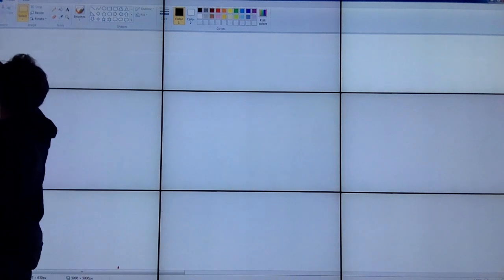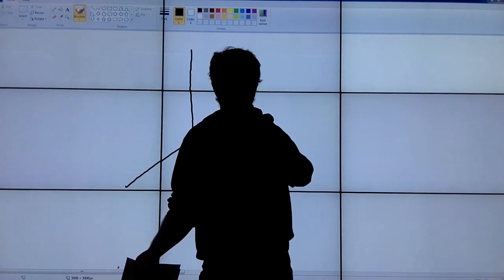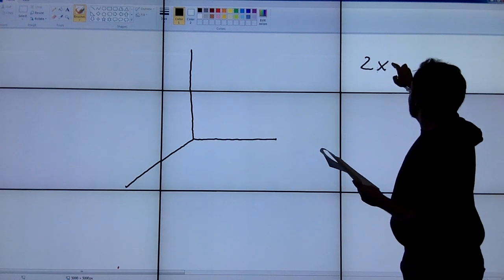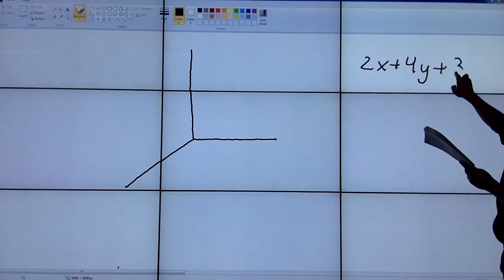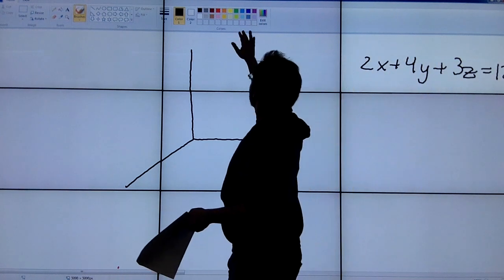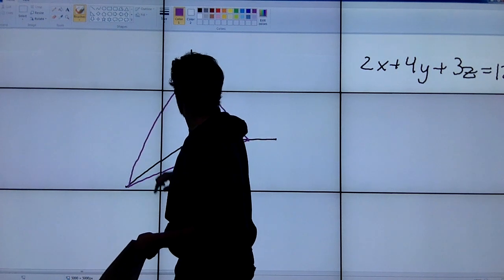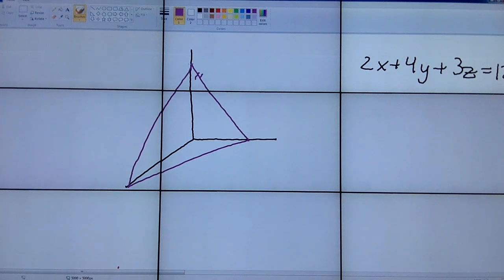Next one we're doing is a plane. This is something I've said before: anytime you're given the equation of a plane where all the coefficients are positive and it equals a positive number, like 2x plus 4y plus 3z equals 12, look at the coefficients of x, y, and z. They're all positive. That's the important part, and the right-hand side is also positive. When that happens, the shape you get looks like this, like a tetrahedron.